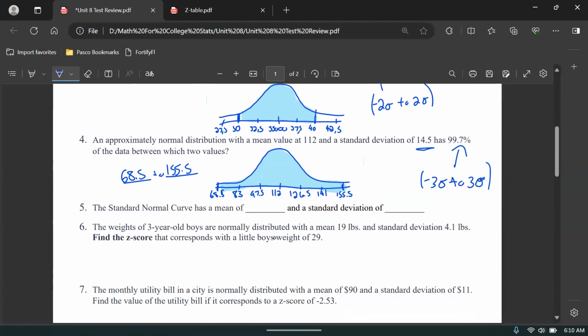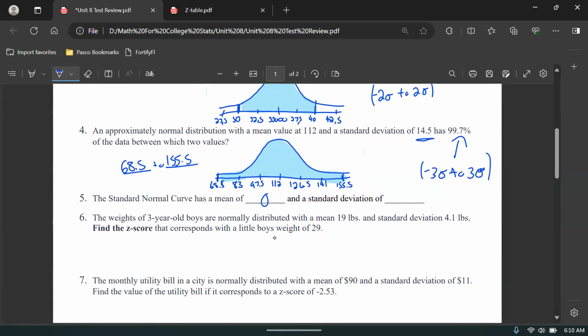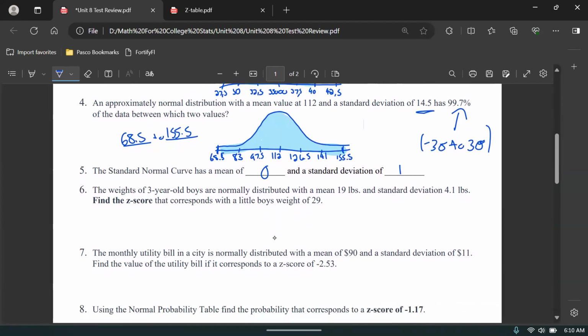All right, standard normal curve has a mean of 0 and a standard deviation of 1. This is just a fact, straight from the notes. Okay, so plain old fact. You guys knew that.